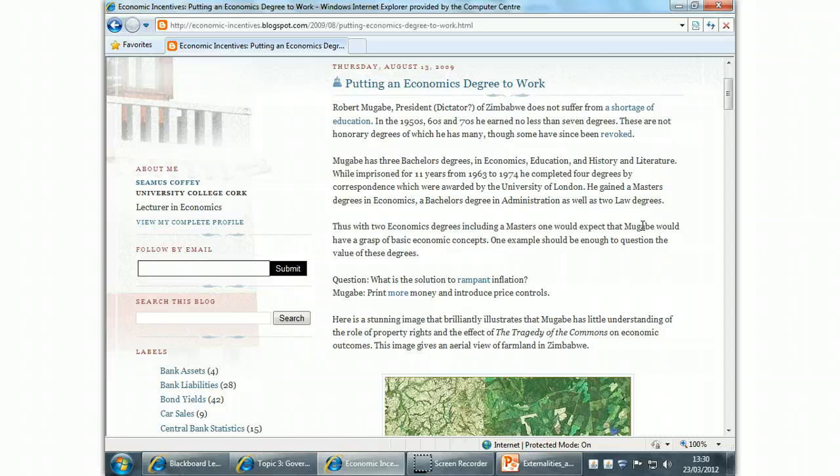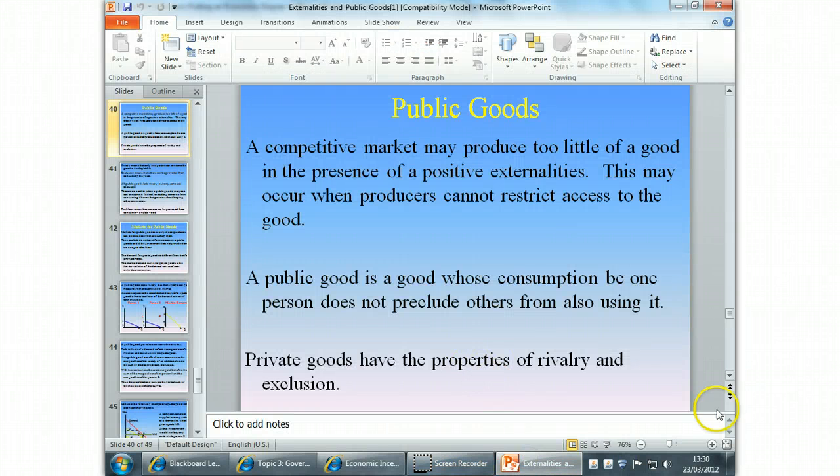This man is probably the best educated leader in the world, close to running the most dysfunctional country in the world. So with 2 economics degrees, including a master's, we think he'd have a better grasp of basic economic concepts. Doesn't seem he has. Or maybe we can question the quality of the degrees he got.